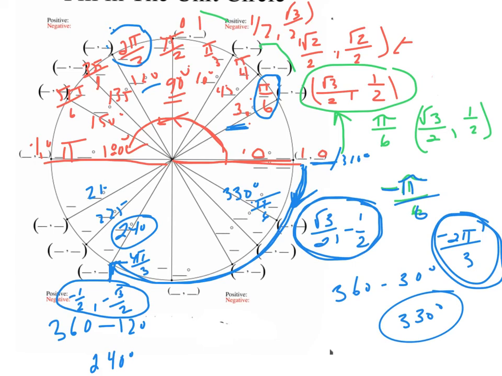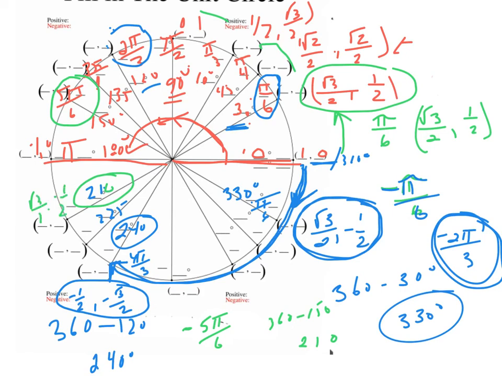So let's do one more, and I'm just going to change the color. Let's go with green. Okay, so let's say I wanted the point at negative, I don't know, 5 pi over 6. Okay, so where's 5 pi over 6? So here's 5 pi over 6, which is 150 degrees. So I'm going to do 360 minus 150 degrees, which will give me 210. And if I look on my unit circle, here's my 210. And 210 is at root 3 over 2 and minus 1/2.